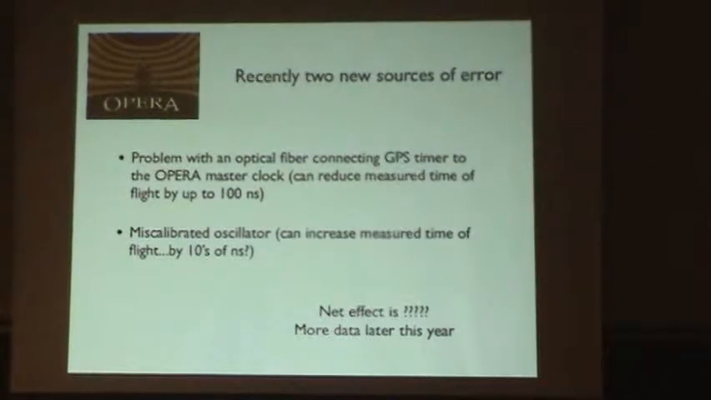But recently, they have heard in the news that two more sources of error were reported. One was a problem with an optical fiber that connects the GPS timer to the Hopper clock.